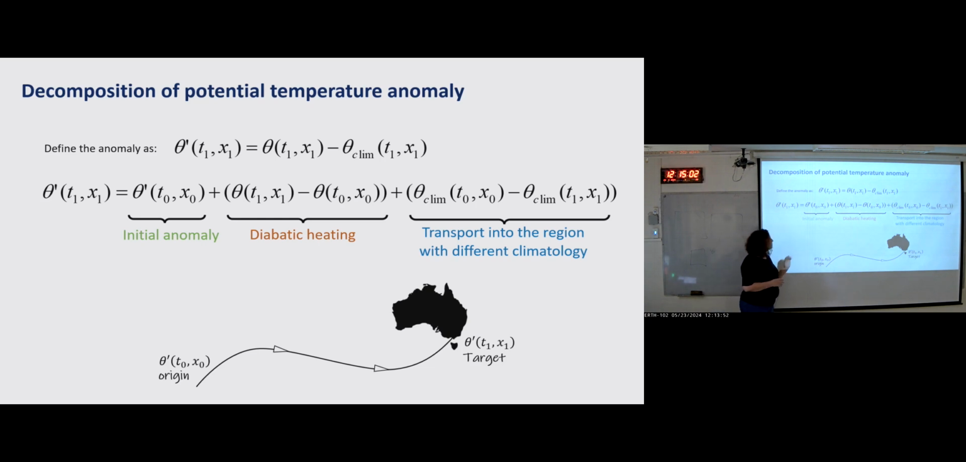we can identify three different features. We have some sort of an initial anomaly here at the origin, some transport of different climatology, so we're going from here to here, directing air in an adiabatic form, and some sort of diabatic change. It says diabatic heating, but it can be heating or cooling, actually. So some diabatic change. And we want to see what is the relative contribution of each one of these parts.